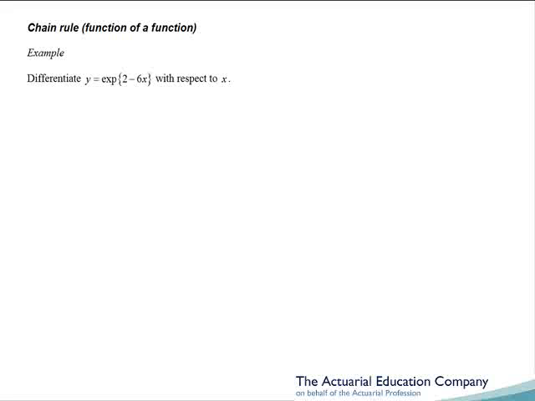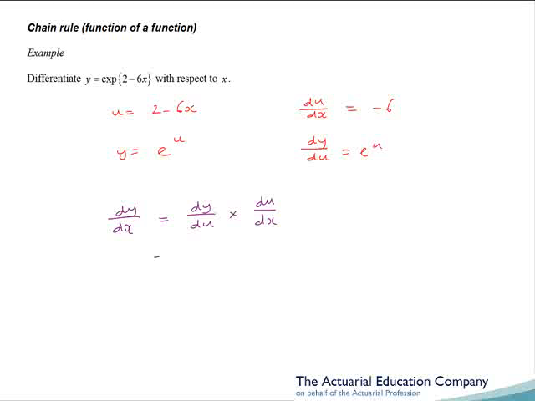Here's a further example. Setting u equal to the nested function of 2 minus 6x, we have that y is equal to the exponential of u. dy by du is equal to e to the u, and du by dx is equal to minus 6. Using the chain rule, we can calculate dy by dx. This is dy by du times by du by dx. dy by du is e to the u, and du by dx is minus 6. But remember that u is equal to 2 minus 6x. So we have e to the (2 minus 6x) times by minus 6.